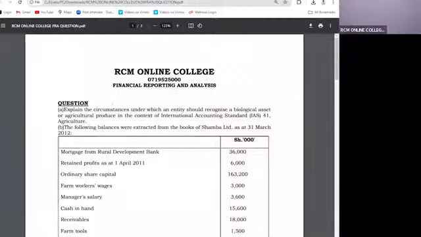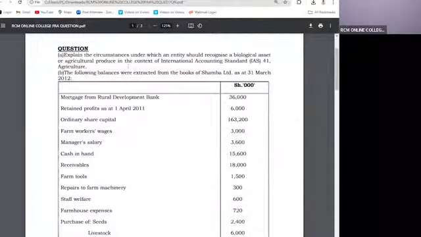We are told here we want to start with part B. The following balances were extracted from the books of Shamba Limited as at 31st March. You can see mortgage from Rural Development Bank, retained profits, ordinary share capital, farm worker wages. You can see these are indirect expenses.